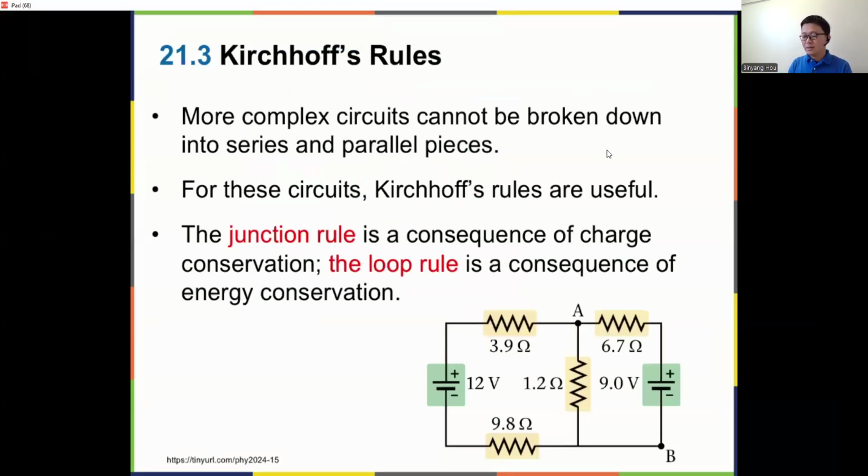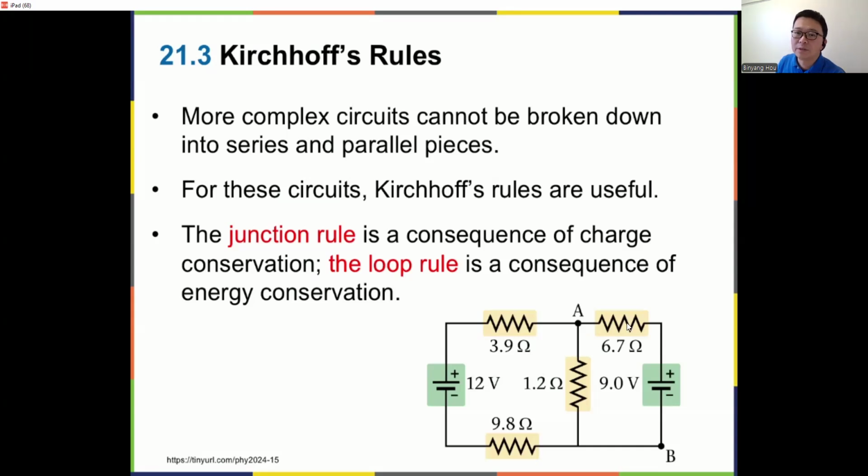Okay. So if you just have one battery in the circuit, then for a complex circuit you can still break it down part by part. But sometimes there's more than one battery in the system. Let's take a look at a circuit like this. There's this one battery here, there's this resistor, those resistors, and then there's another battery over here.